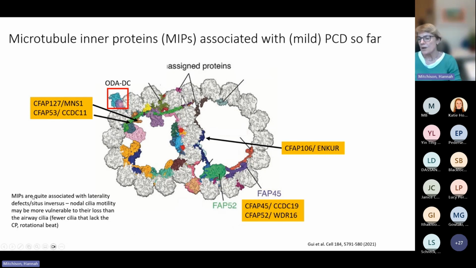So they're quite highly associated with laterality defects. In fact, CCDC11 has been known for a long time as an isolated situs inversus gene until people started to realise that you can get airway symptoms. So it appears that these MIPs may have more of an effect on the nodal cilia. Nodal cilia are cilia in the embryonic node that set up our left-right axis. They are outside the lung and they lack the central pair. So they may be more vulnerable to loss of these MIP proteins than the airway cilia.